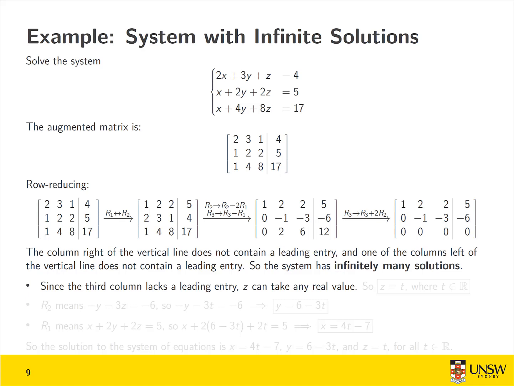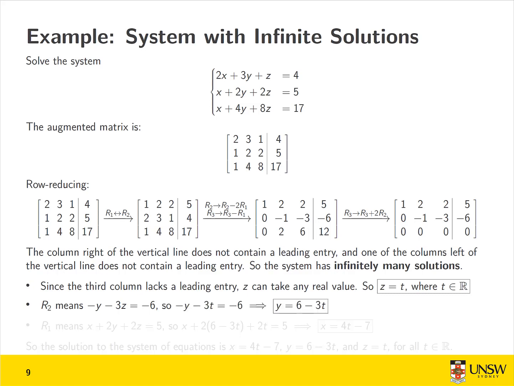Since there is no leading term in the third column, and the third column corresponds with the unknown z, we'll say that z can take the value of any real number. We'll write this as z equals t, where t is any number in the reals. The notation here is shorthand for the sentence, t is a number belonging to the set of real numbers. Next, reading off row 2, we get the equation negative y minus 3z equals negative 6.